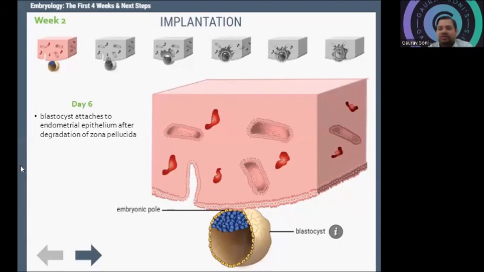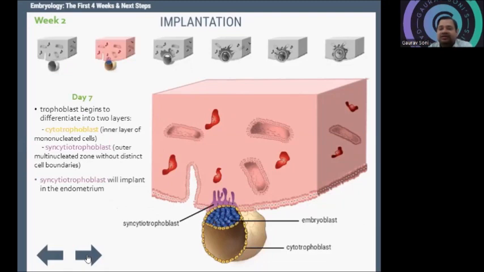So now we are going to talk about the implantation stages, which is going to start from day 6 or after 1 week. This we have already seen in the previous slide. The blastocyst attaches to the endometrial epithelium after the degradation of the zona pellucida. You can see the diagram. The blastocyst is also called conceptus, and the actual size will be 0.1 mm. As the implantation is going to occur, the embryonic pole is also decided.